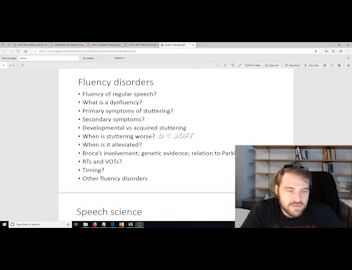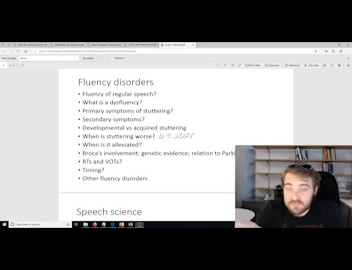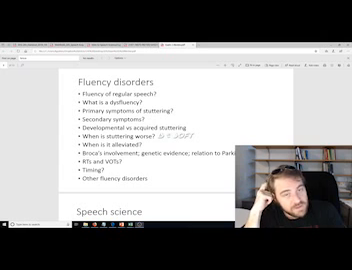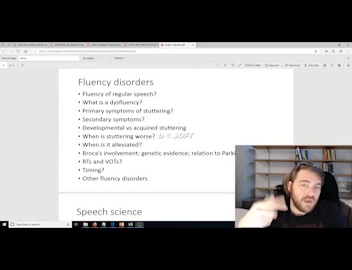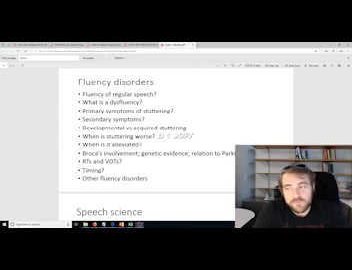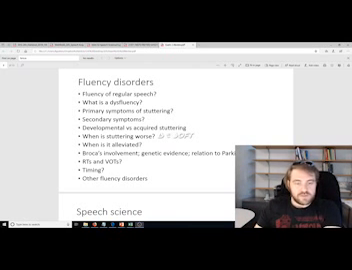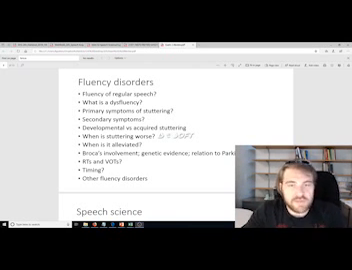Developmental versus acquired stuttering. Developmental is part of the developing process of speech, so it shows up in a child, and that's developmental stuttering. Acquired would be something caused by brain damage or TBI or stroke. And then now you have induced stuttering at a later stage in life than you would typically see developmental stuttering.